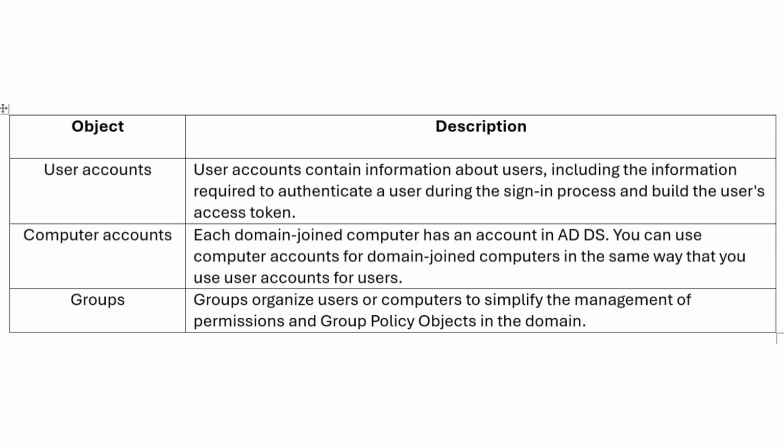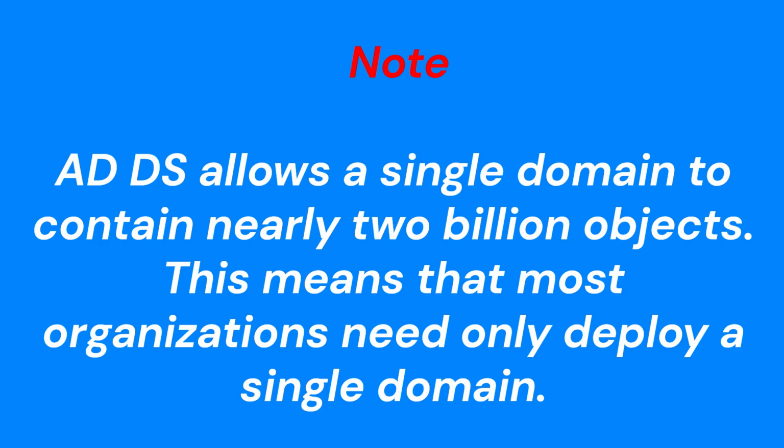Computer accounts: each domain-joined computer has an account in ADDS. You can use computer accounts for domain-joined computers in the same way that you use user accounts for users. Groups: groups organize users or computers to simplify the management of permissions and group policy objects in the domain. Note, ADDS allows a single domain to contain nearly 2 billion objects. This means that most organizations need only deploy a single domain.